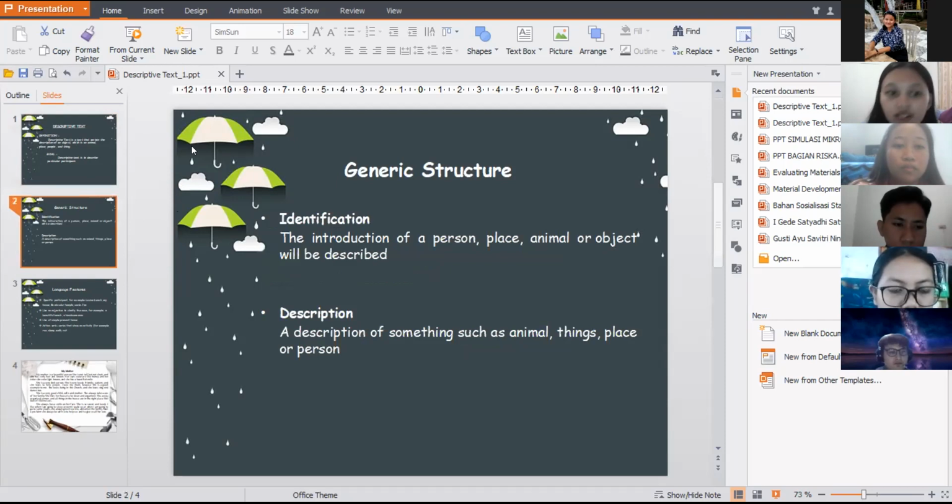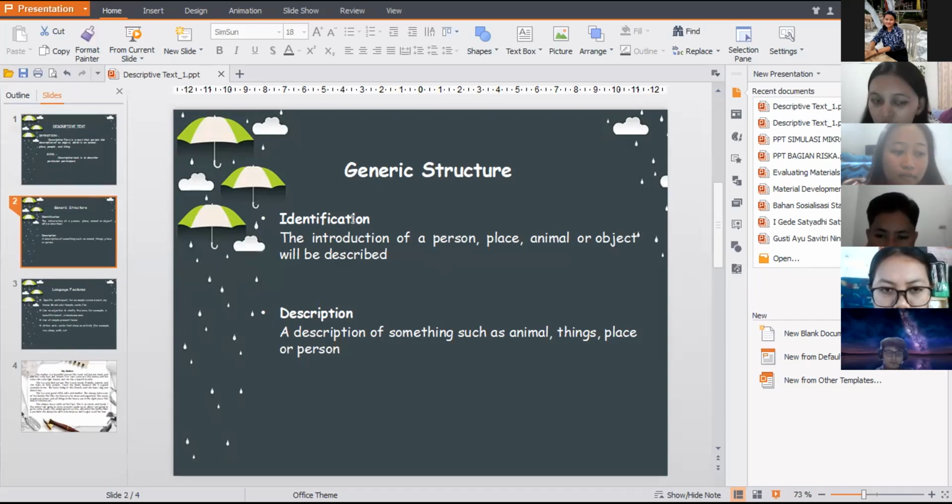When you write descriptive text, there are two generic structures. Dimas, Edi, and Nadia, please listen carefully to what I'm going to explain. There are two generic structures in descriptive text. First, identification. Second, description. In identification, you introduce what you are going to describe, maybe a person, a place, an animal, or an object. Do you get my point? Yes, miss. Then, the second one contains a description of what you are going to describe. If you decided to describe a place, you have to describe what is contained in that place. Did you get my point?